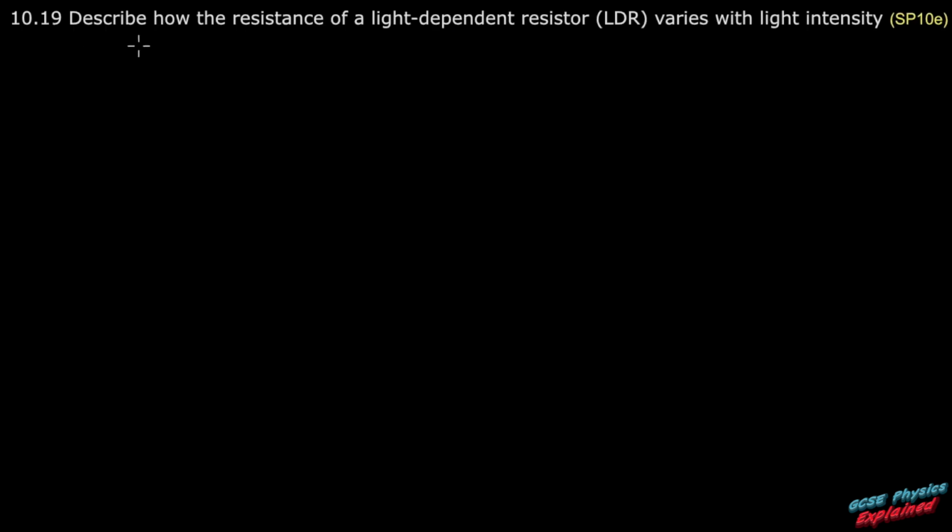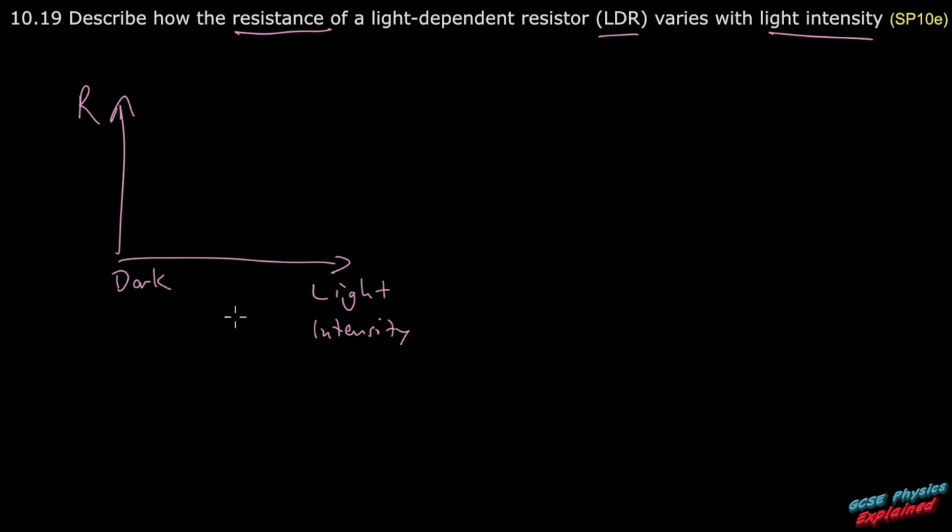Number 19. Describe how the resistance of a light-dependent resistor varies with light intensity. So what that means, put the resistance up the side, put the light intensity along the bottom. That just basically means when it's dark and when it's bright. So when it's dark, the resistance is high, and as it gets brighter, the resistance gets lower. But it's an exponential relationship where it comes down at a curve like that.